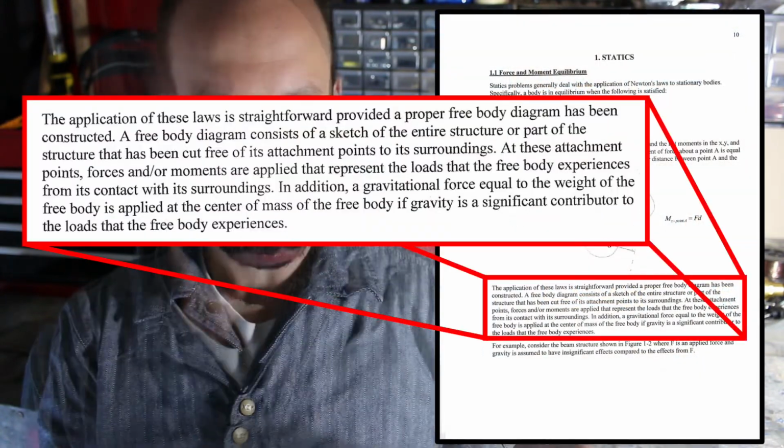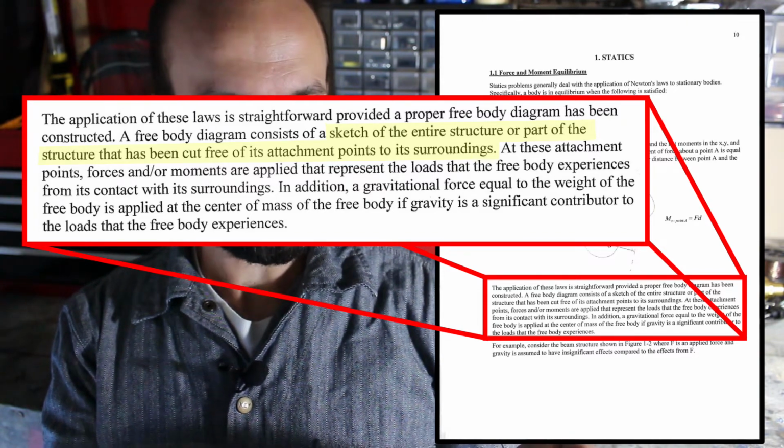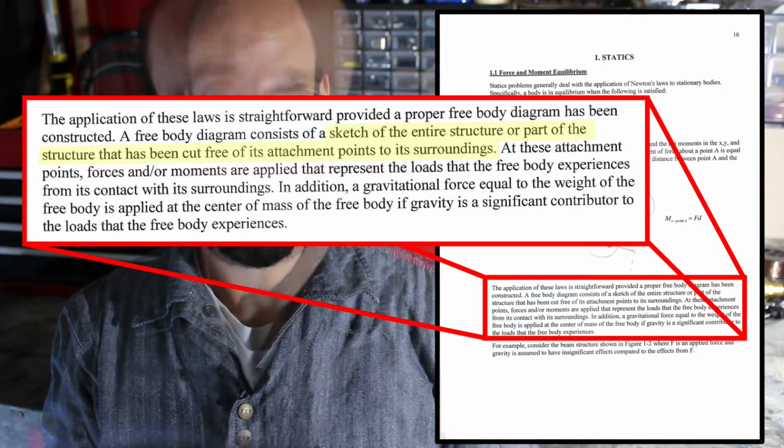Dr. Kennedy defines free body diagrams as a sketch of the entire structure or part of a structure that has been cut free of its attachment points to its surroundings. If you have a structure and you want to look at a piece of it in isolation, you have to break it free from its surroundings. That's why it's called a free body diagram. And wherever it connects to its surroundings, you have to replace that connection with some kind of support condition, forces, moments, or not, depending on how it's connected.